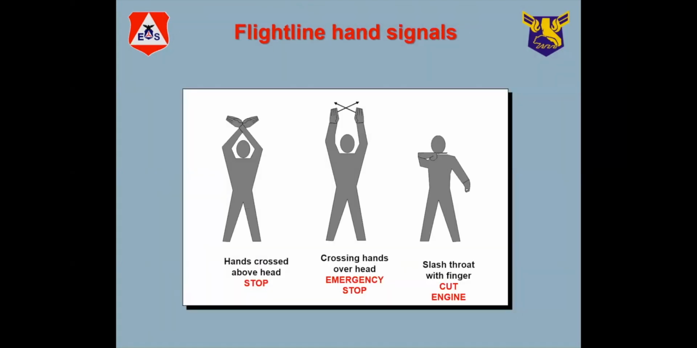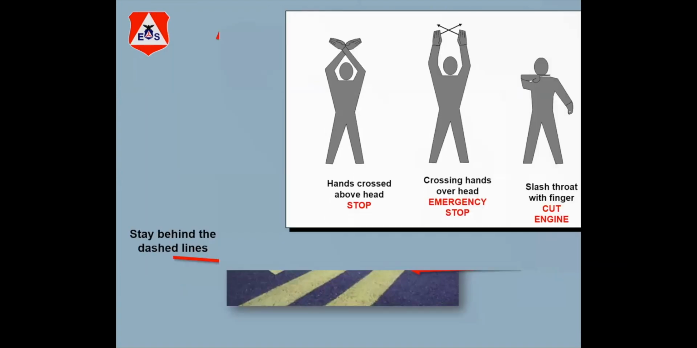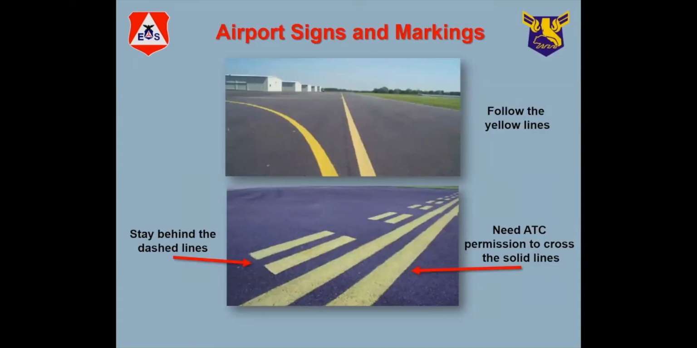Let's see next. Hands crossed over the head is stop. It's pretty obvious, and a lot of these we use just in common day things. Now this is not common, what we're looking at: airport signs and markers.